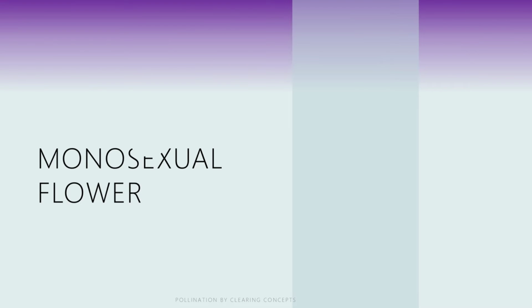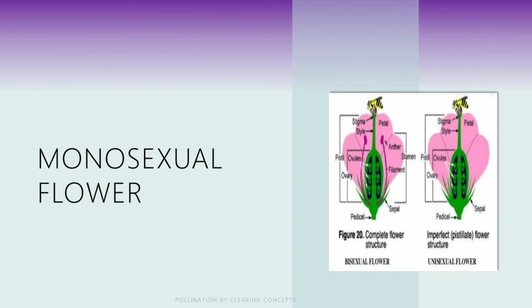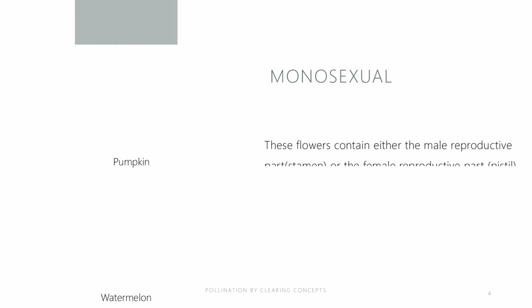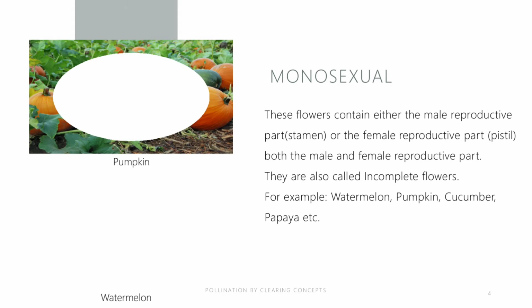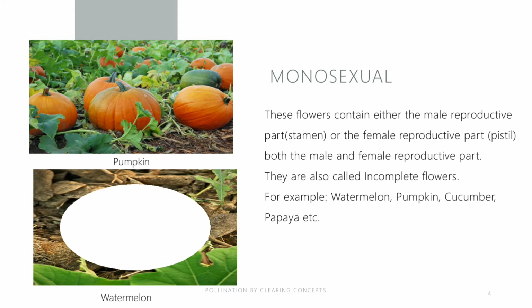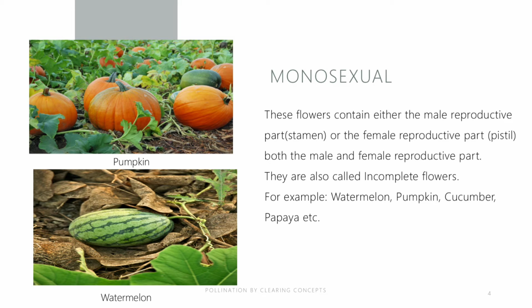Moving to the second part, which is monosexual flowers. Now, these flowers contain either the male reproductive part, stamen, or the female reproductive part, pistil. Flowers that lack both the male and female reproductive parts are also called incomplete flowers. For example, watermelon, pumpkin, cucumber, papaya, etc. You can have a look at these images as well.